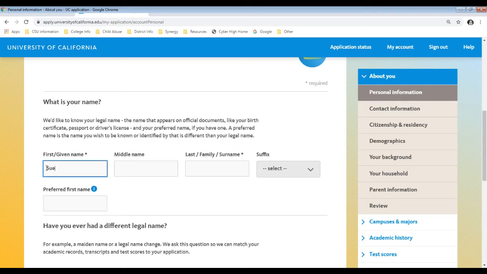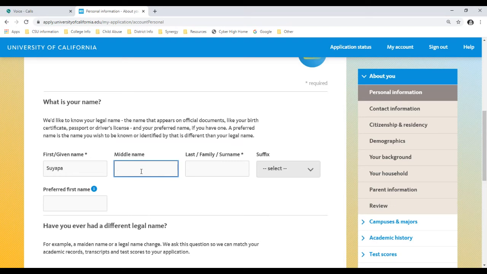So for example, my nickname is Sue. Sometimes people call me Sue, but I'm not going to put Sue in here because that would be incorrect. They won't be able to match up your application with your files. So you need to make sure. Okay, so if you have a middle name, I would suggest that you put that because I'm sure that there are other people with your same first and last name.